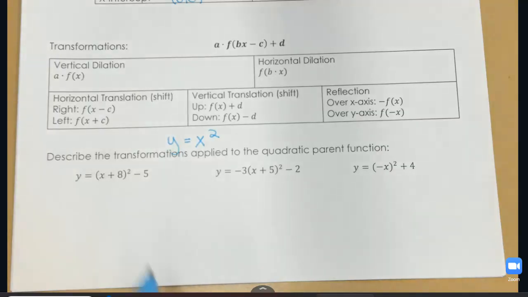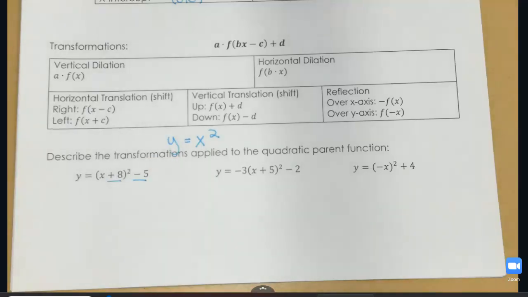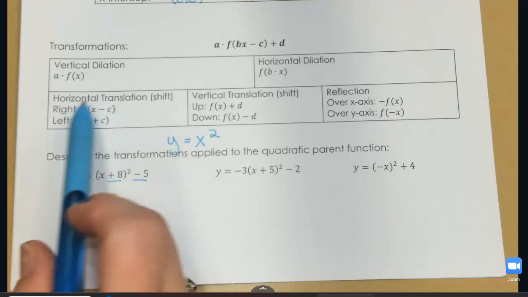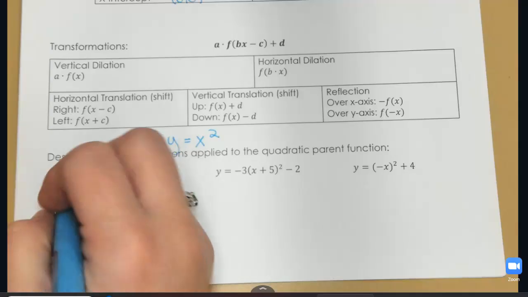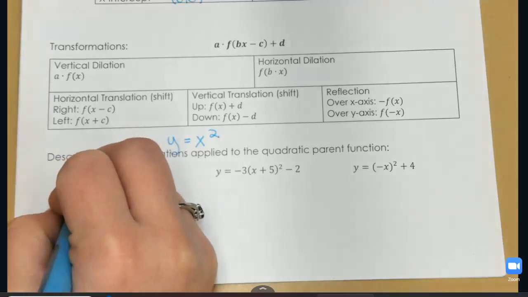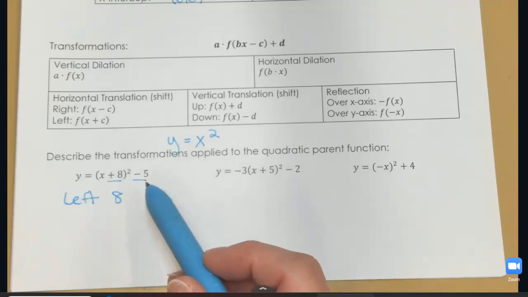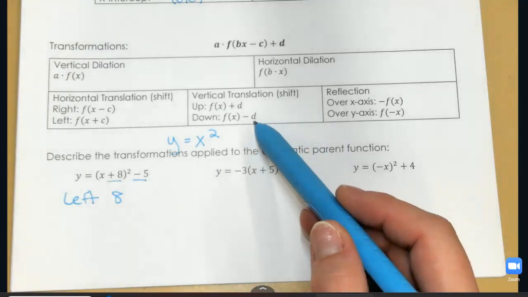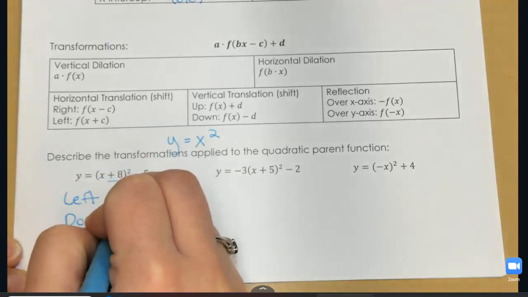Now, what looks different on this first one? Well, I have a plus 8 and a minus 5. Those are new. So what exactly are those transforming? Well, plus 8 on the inside, that is going to be a horizontal shift, and because it's positive, I know I am going to the left that many, so I'm going to the left 8. Then that minus 5 on the outside means I am shifting vertically, and because it's negative, I am going down, and that would be down 5.